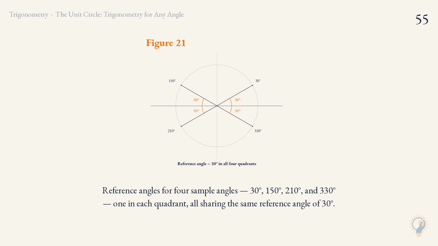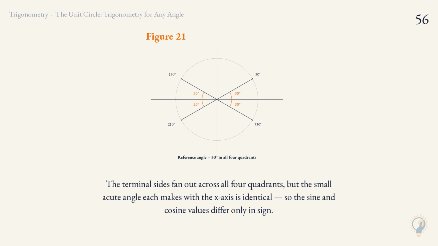Figure 21. Reference angles for 4 sample angles: 30, 150, 210, and 330 degrees, 1 in each quadrant. All 4 share the same reference angle of 30 degrees. The terminal sides fan out across all 4 quadrants, but the small acute angle each makes with the x-axis is identical, so the sine and cosine values differ only in sign.